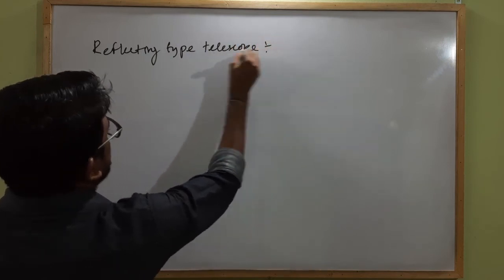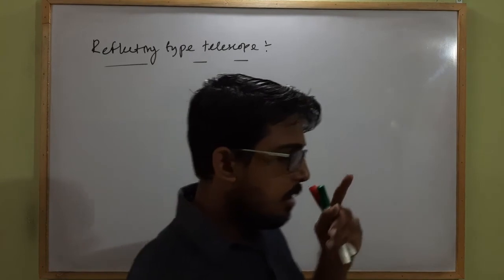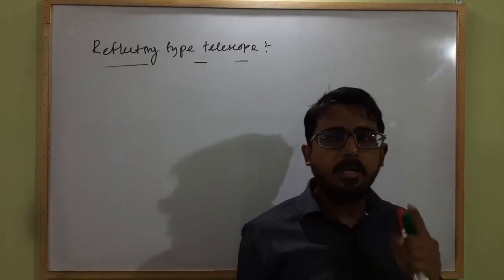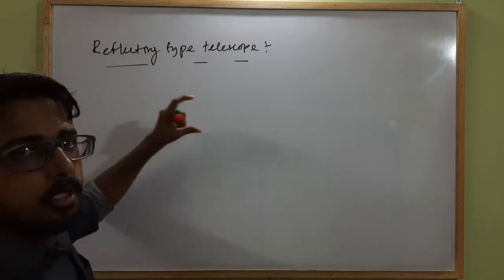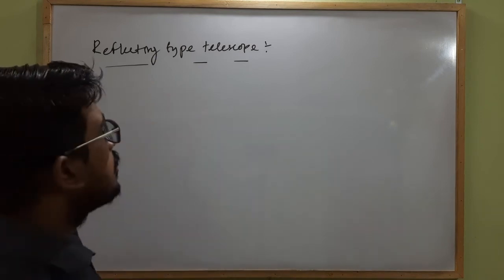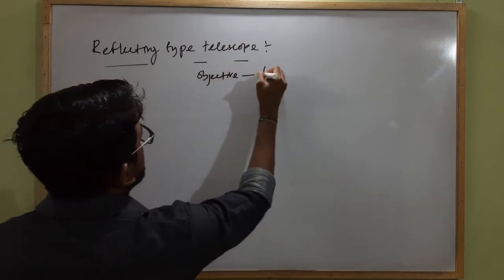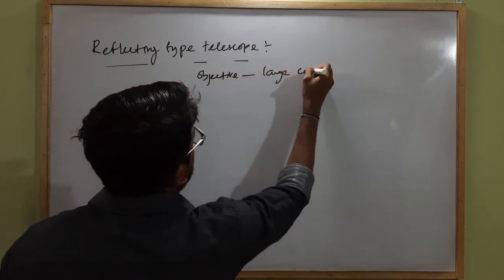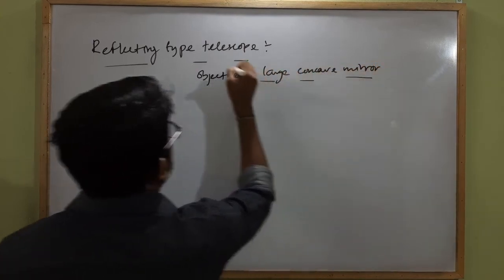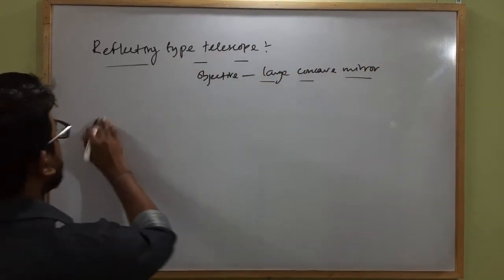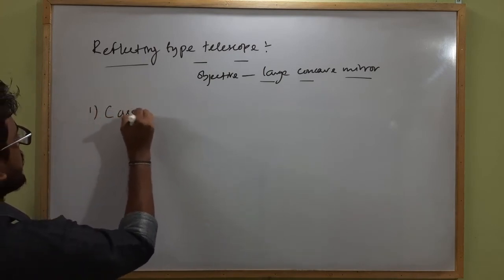So in a reflecting type telescope, the objective, which is a large aperture convex lens in a refracting type telescope, is replaced with a large concave mirror. Clear? So here the objective is a large concave mirror. That's why it's known as a reflecting type telescope. It is of two types. The first type of reflecting type telescope is the Cassegrain type telescope.